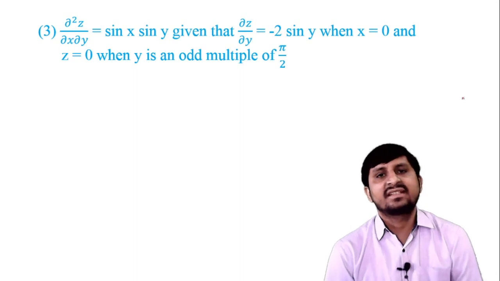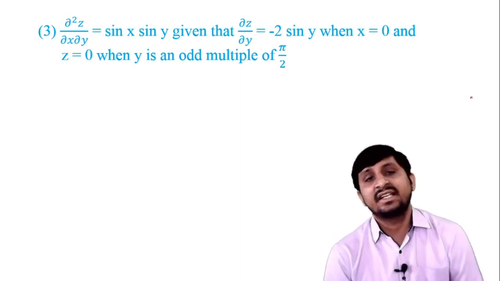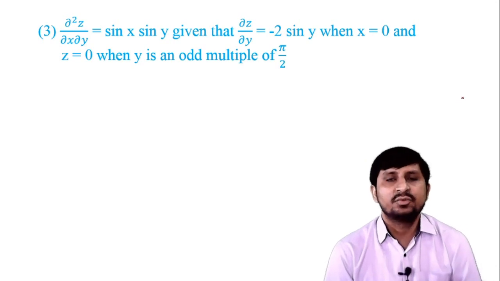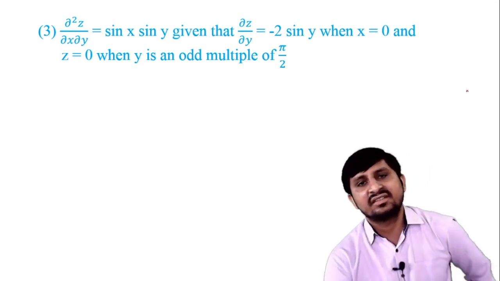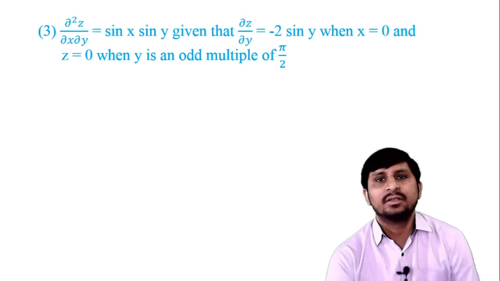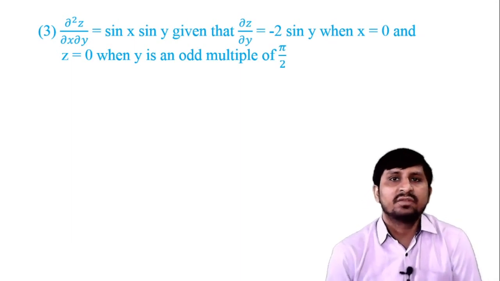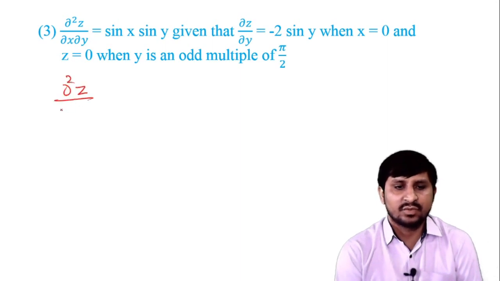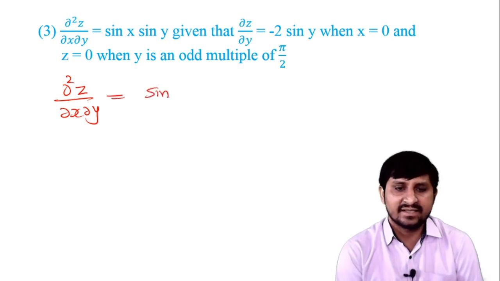Now this example is quite interesting because this is an initial value problem. Initial value problem means using some condition which is given in the example, you can easily find out the value of the constant function. So what is my function? First of all, just write down the equation once again. Del square z by del x del y, that is equal to sin x into sin y.